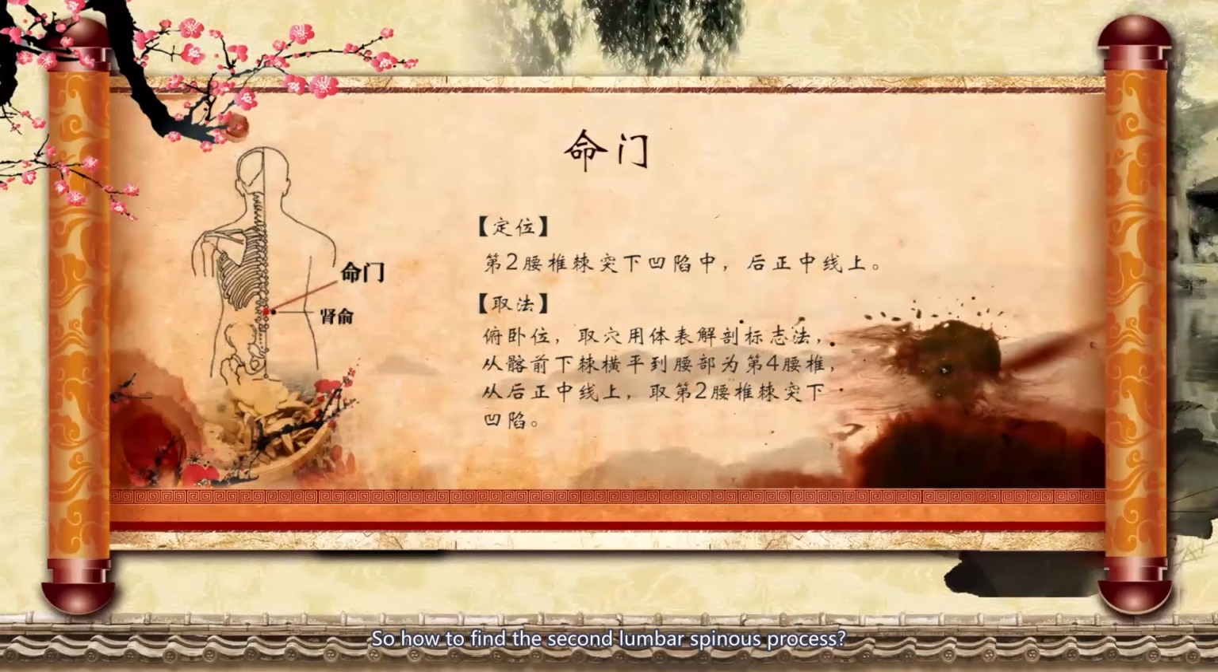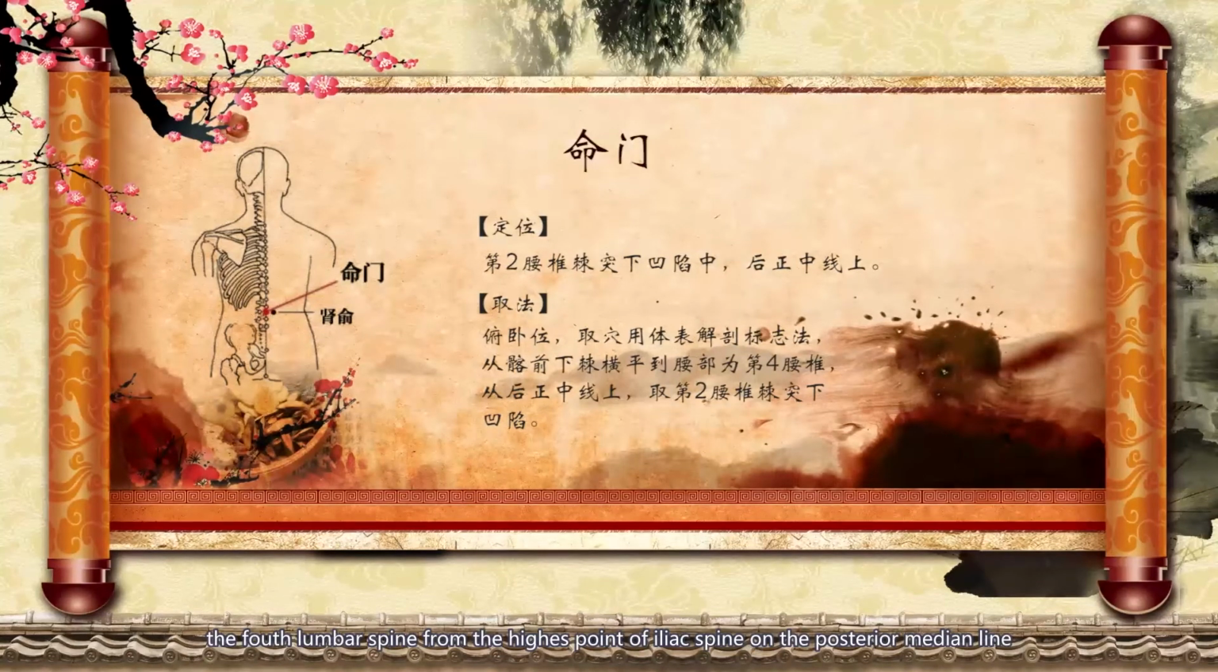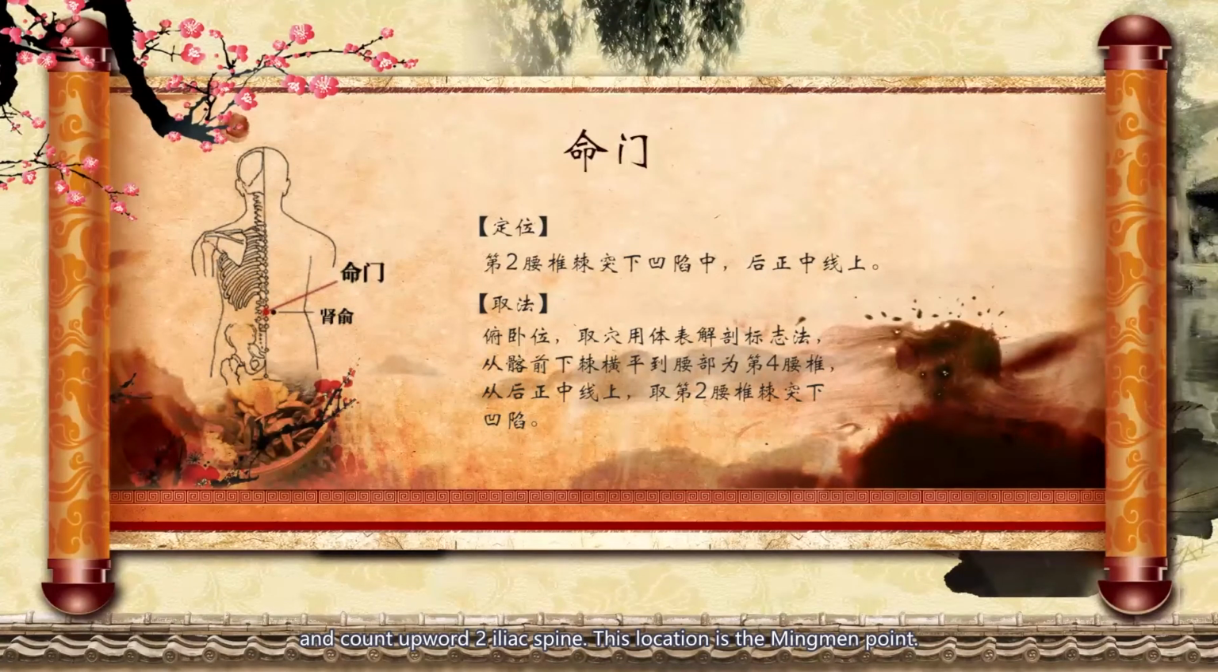So how do we find the second lumbar spinous process? First of all, we can find the depression under the spinous process of the first lumbar spine from the highest point of the iliac spine on the posterior median line and count upward from the iliac spine.